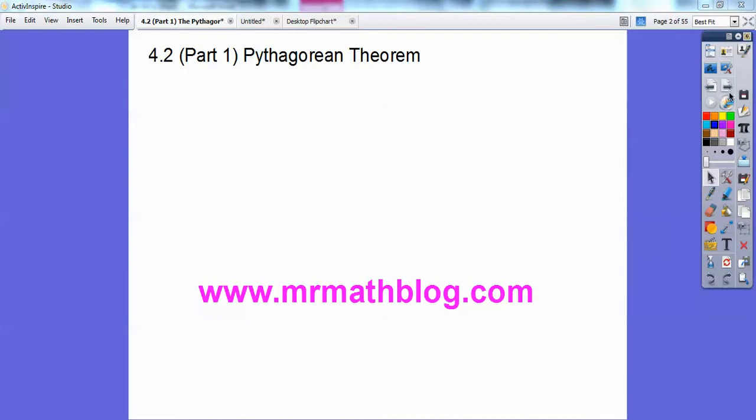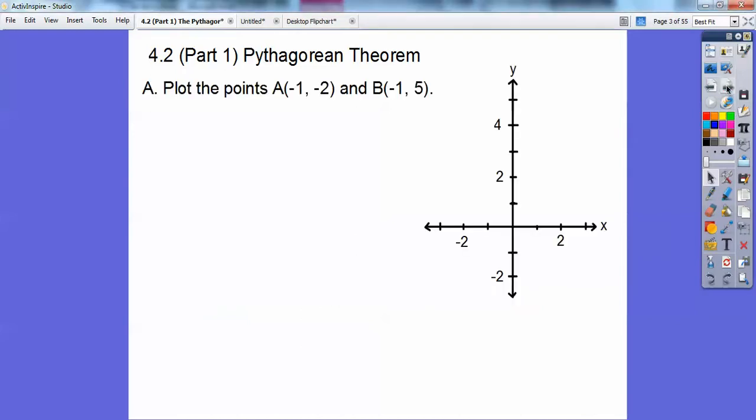Theorem. So let's go ahead and get started. It deals with right triangles. We'll talk about that in just a second. So let's go ahead and plot these points, (-1, -2) and (-1, 5).